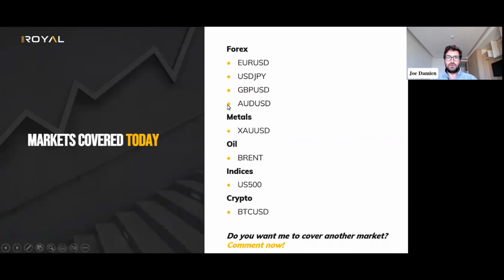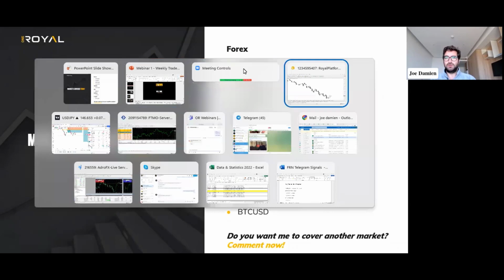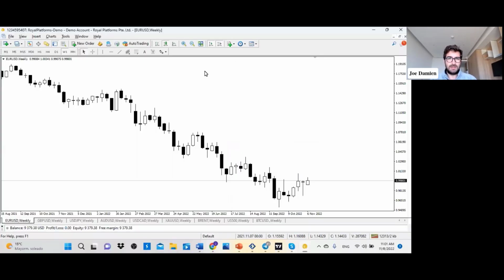We have those assets that we will cover today: Euro USD, Yen, Pound, and Aussie in Forex. We have the gold, UK Brent oil as well, US 500, and finally BTC USD. Let's go to MetaTrader 4 to start our analysis.